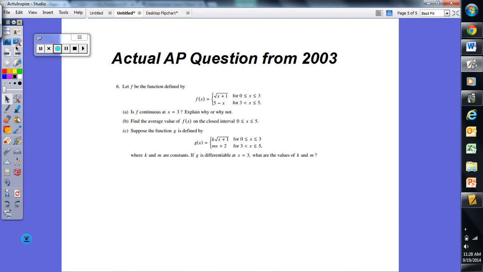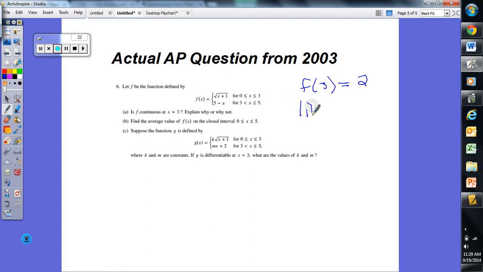Okay, finally. This is an actual free response AP question. So the first thing we have to do is determine if f is continuous at x equals 3. So first we evaluate f of 3, and it is 2, because we have to put it in the top function because that's where 3 is defined.